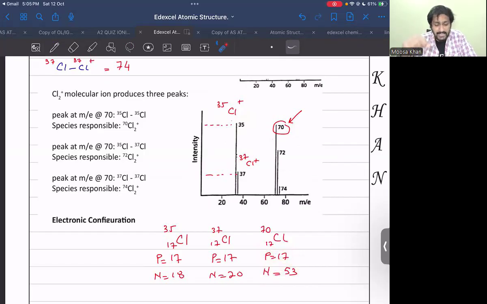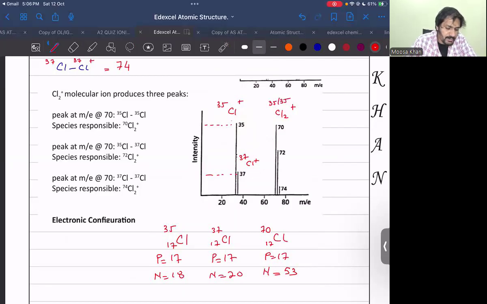So he realizes that it's a molecule of chlorine. Here we have two atoms of chlorine. So this peak at the mass number 70 must be the molecular ion peak with both the isotopes of chlorine with the mass number 35 in it. And then the other two peaks make more sense: the second molecular ion peak has one chlorine with the mass number 35 and one chlorine with the mass number 37. Similarly, the third peak must also be a molecular ion peak with both the isotopes with the mass number 37. Got it?